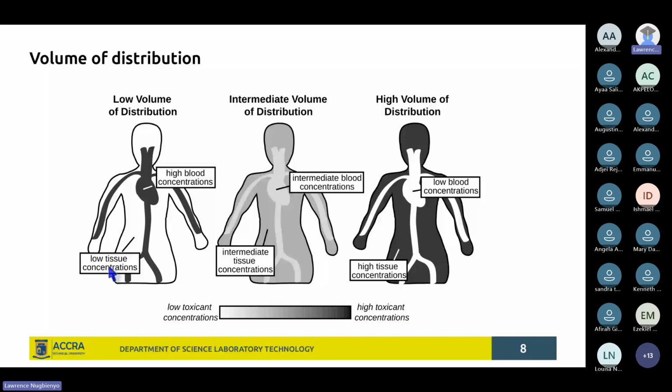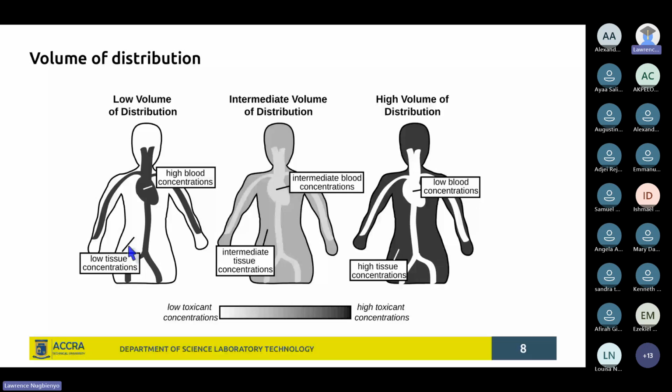So in that case, you have a low volume of distribution. What that says is that the substance will mostly get excreted out of the body much faster than getting accumulated. Because if the substance has more affinity for the tissues, and of course, this is also a measure of accumulation of the substance in tissues.